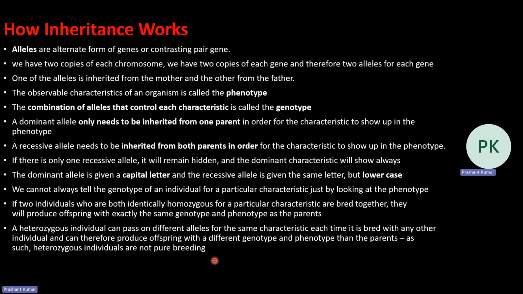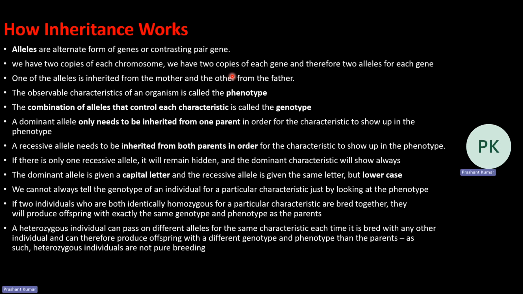So alleles are the contrasting pair of the genes, and we have two copies of each chromosome, right? So that means we have two copies of each gene, and therefore two alleles for each gene. One of the alleles is inherited from the mother, and another one comes from the father. The character which you can see is called phenotype, and the character which you can't see is called genotype.